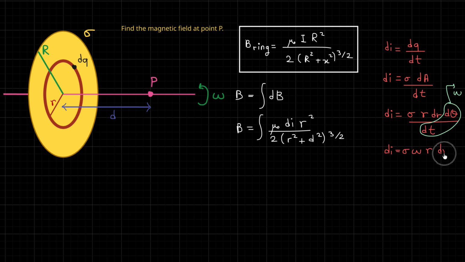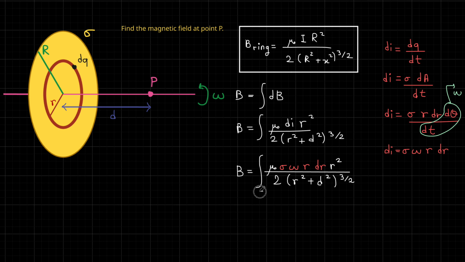Now let's substitute this back into our integral. Here's our integral with dI substituted. Now that we have our integration variable dr explicitly appearing in our integrand, we can also set the lower and upper bounds. r runs from 0 to capital R. In the next line, I'm going to pull out the constant terms so we can see the integral more clearly, and then we're going to do a variable substitution to actually take the integral.